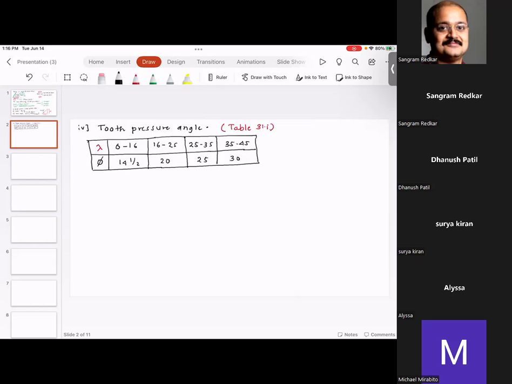Next thing is we have the concept of normal pitch. This is something we saw in the case of helical gears. The pitch in the normal direction, which is Pn, is equal to Pa cosine lambda.